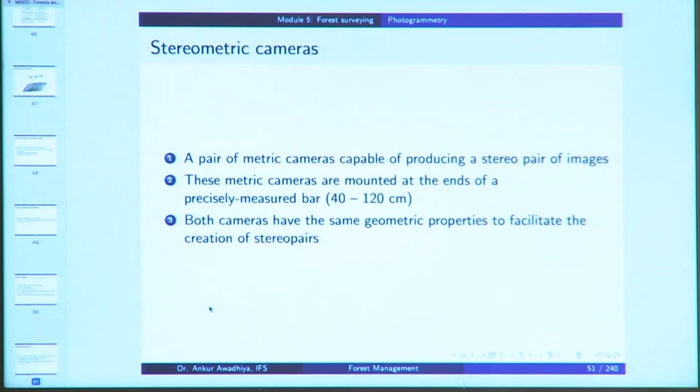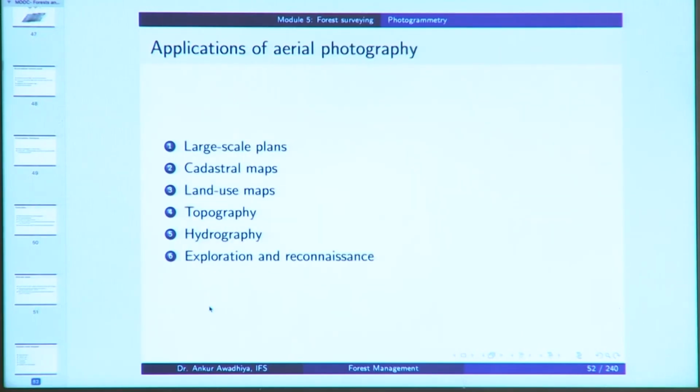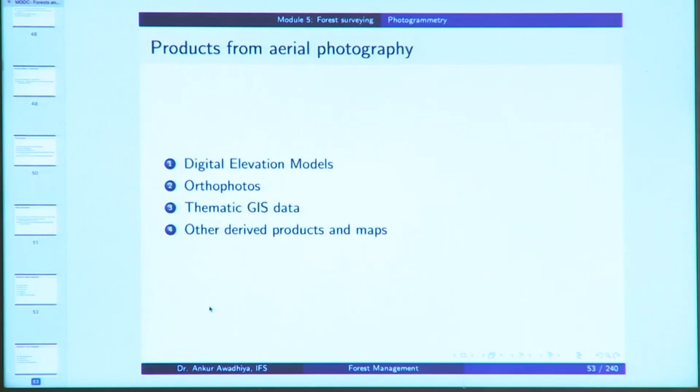If you want to take stereo measurements, you take stereometric cameras, in which case you have 2 metric cameras that are mounted at the ends of a precisely measured bar, and both of these have the same geometric properties. Now, applications of aerial photography: to make large scale plans, cadastral maps, land use maps, topography, hydrography, and exploration and reconnaissance. Products: you can get a digital elevation model, orthophotos, thematic GIS data and other derived products and maps.